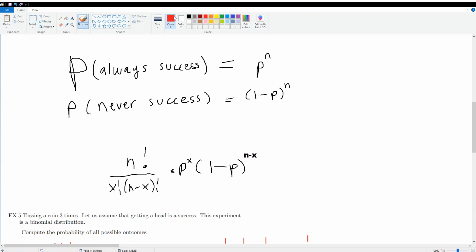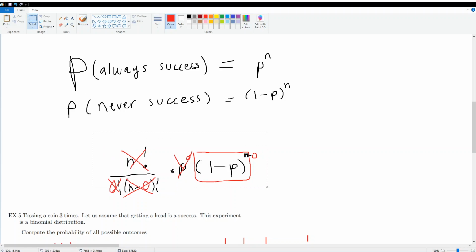Our second shortcut, if we never succeed at all, we're saying it's going to be 1 minus p to the power of n. Why? Well, in this case, x would be 0. 0 factorial is 1. That's just going to go away because it's being multiplied by 1 over 1. N minus 0 is just n, so that's n factorial. N factorial over n factorial cancels out. Anything to the power of 0 is 1, so that goes away. N minus 0 is just n, so we're left with 1 minus p to the power of n. So these are the binomial shortcuts.